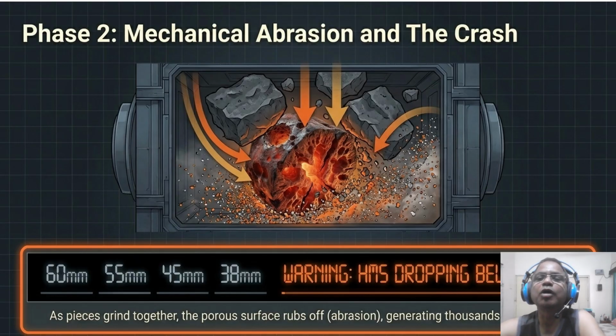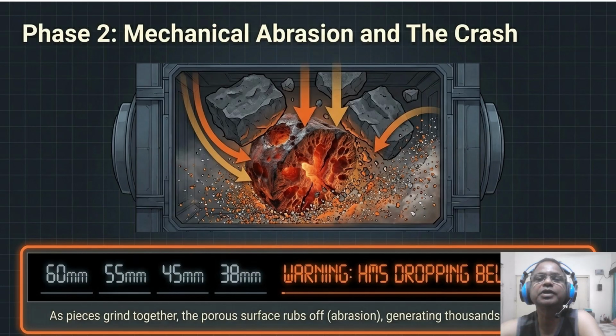The diagram shows lumps grinding in a drum. As these pieces grind together under the weight of the burden, that porous sponge-like surface we saw gets rubbed off. This creates thousands of tiny fines. So follow the countdown: 60 millimeters becomes 55, 55 to 45, 45 to 38. Then the warning light flashes. Once HMS drops below 35 millimeters, you are in the red zone.